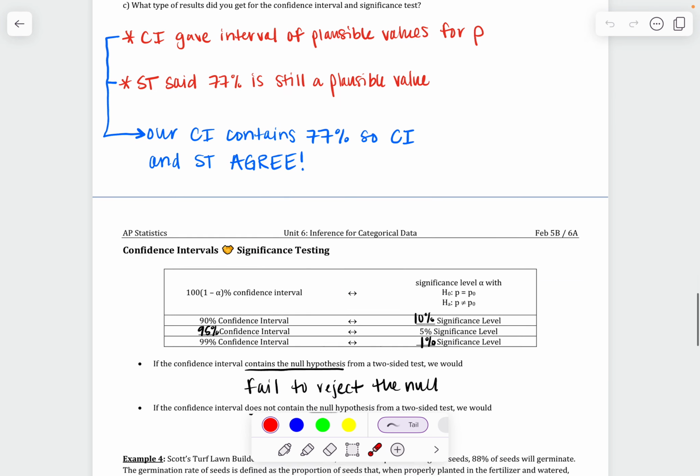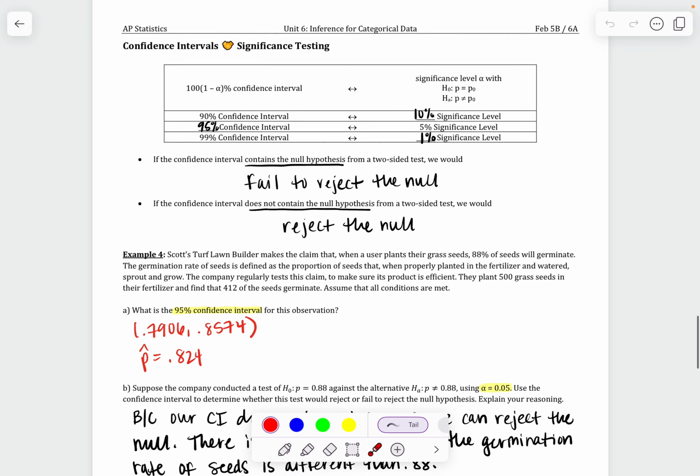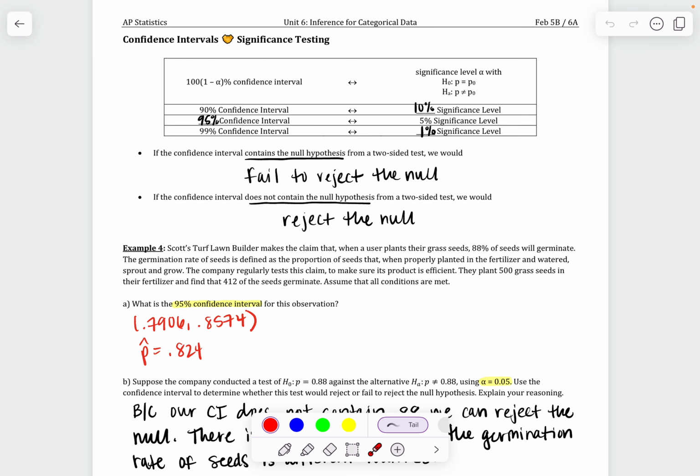Just to show you how these work together, the level of confidence and the alpha level, the significance level, go hand in hand. They total up to 100%. So a 90% goes with a 10%, a 95 goes with a 5, a 99 goes with a 1. And you're really just looking at, does your confidence interval contain the null hypothesis? If it does, you fail to reject. If it doesn't, you reject the null.